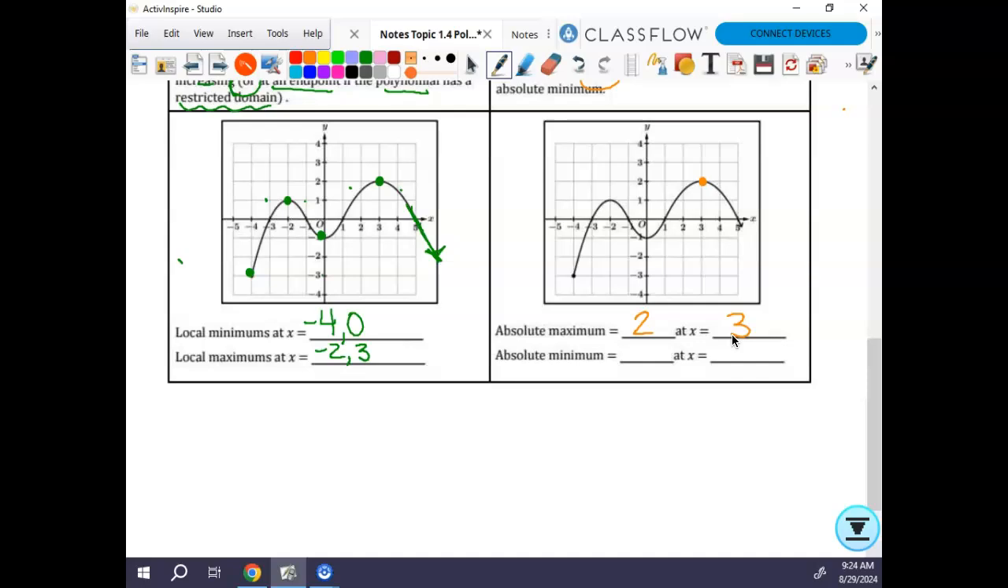Any questions? All right. So my minimums, my options were this and this. But remember, it has to be the least of all of the numbers. This is going to go all the way to negative infinity. So the smallest y value is not either one of these. The smallest y value is actually negative infinity, which is not even a value. So my answer is none. Okay. Y'all okay with that?